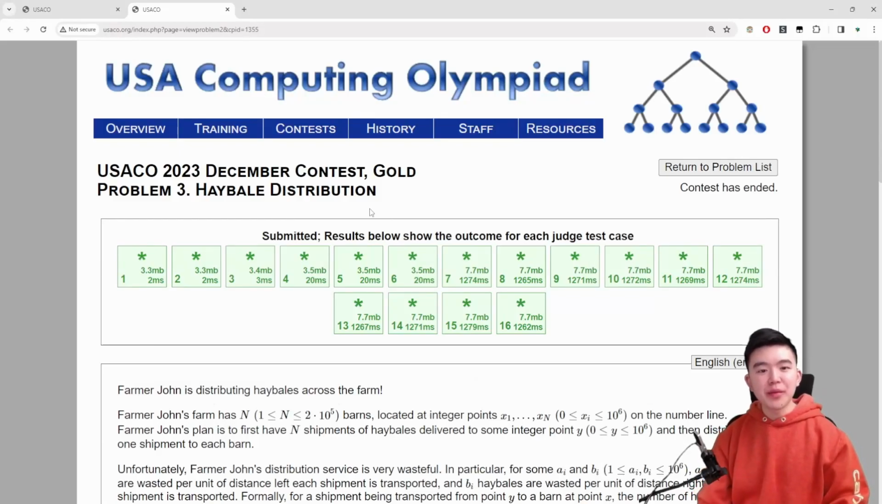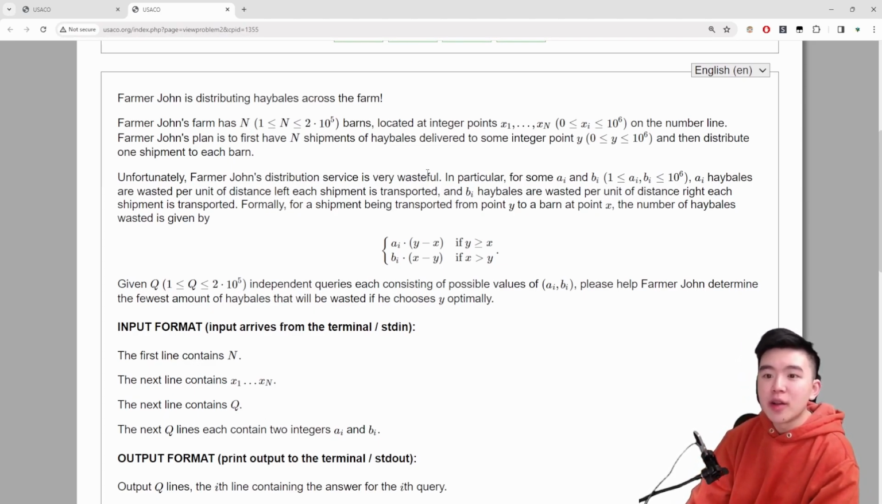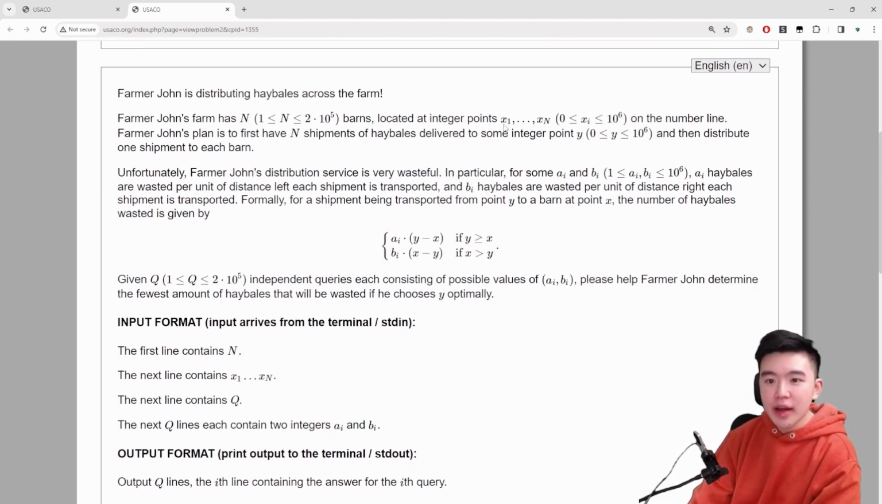All right, time for problem 3, Haybale Distribution. We have Farmer John's farms. He has n farms, where n is at most 2 times 10 to the 5, located at integer points along the number line, where all the points are between 0 and 1 million.